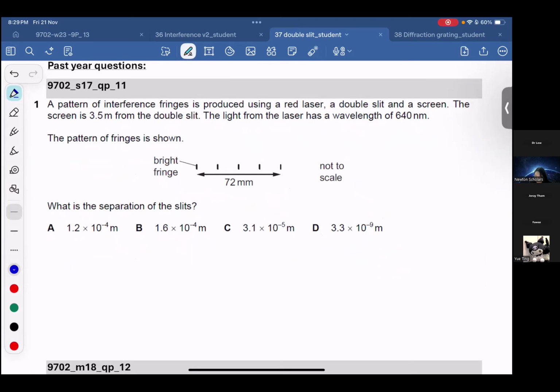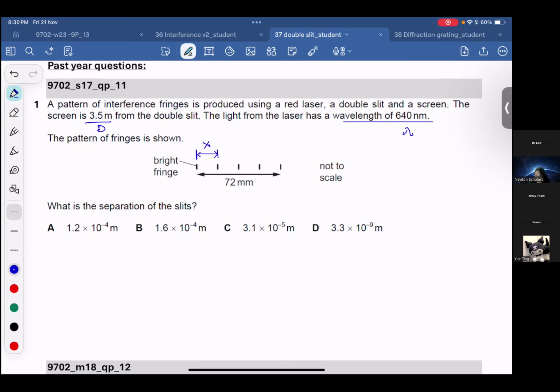The pattern using red laser, double slit, and the screen. The screen is 3.5 from the slit. Screen until the slit, so this is D. Light having the wavelength, so label this as wavelength. This is the pattern of fringe. Bright to another bright. This is not the whole X. X is bright to bright fringes, so here is X.